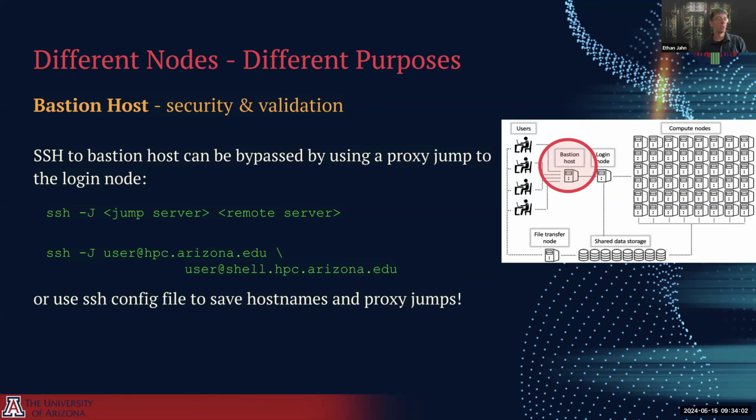Or if you want, you can use SSH config files to save host names and proxy jumps. I have this all set up on mine so that I never have to input my password or deal with the Bastion host, and it makes it a lot faster to access the HPC. So, there's going to be a lot of things I'm touching on here that I'm not going to be able to describe in full detail. So I'll say here, if you're interested in SSH configs, there's plenty of resources on the internet to help you get set up with those.